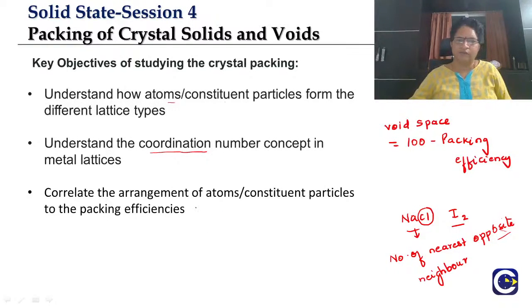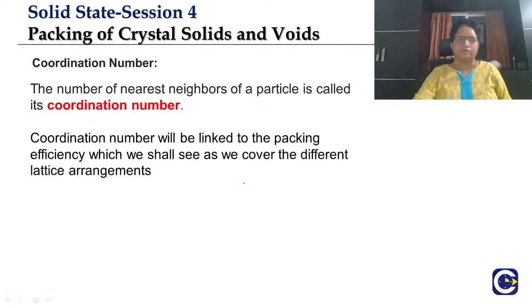So we will see all these in the next part of it. How do we calculate the coordination number? How do we check the voids and the packing efficiency? I mean the relation between all those things. Let's continue. The number of nearest neighbors of a particle is called the coordination number.